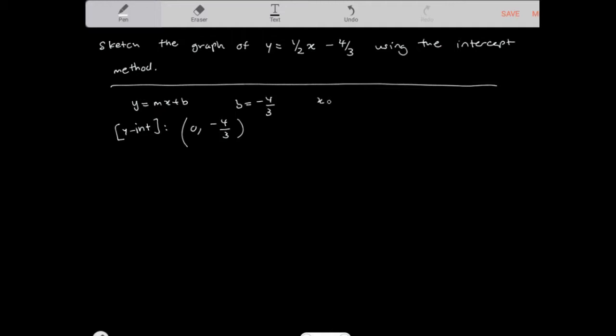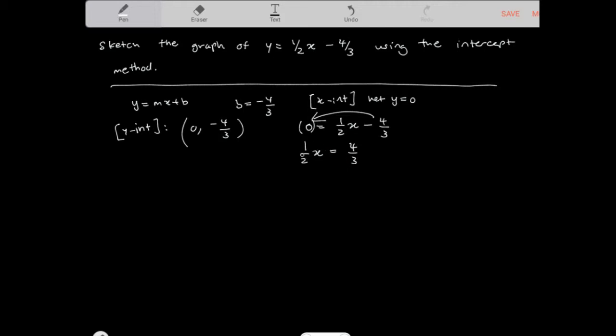So if I'm finding the x-intercept, we know that this is where the graph hits the x-axis and y is equal to 0. So I'm going to model that by letting y equals 0. So if I let y equals 0, 0 is equal to 1/2 x minus 4 over 3. And I want to solve for my x-intercept. So I want to move the negative 4 over 3 to the other side, and you get 1/2 x is equal to positive 4 over 3.